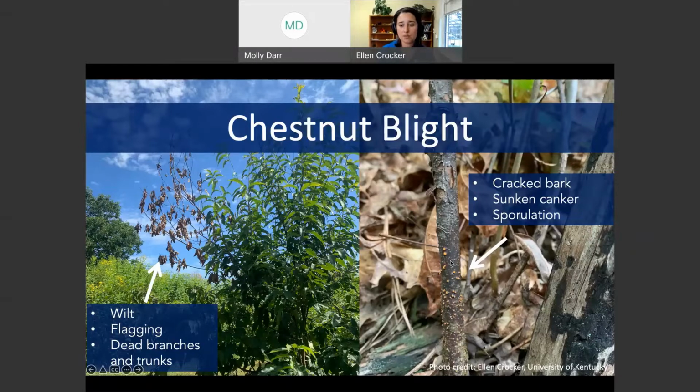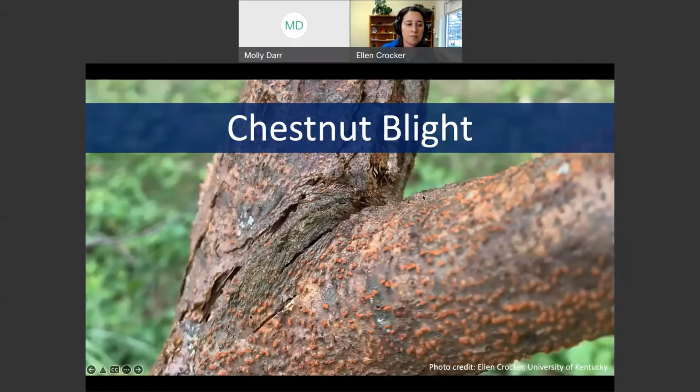So if you look closely, you might also see, here's another photo of the bark cracking, that canker, as well as this distinctive sporulation here. Now this branch is dead, or soon will be, but since the root system isn't killed, another shoot will likely come up, only to be killed again. And over time, this will likely kill the tree. Unless the tree has a lot of light access, it's not going to reproduce. But this is chestnut blight, so this is an invasive pathogen that came in and wiped out chestnut.